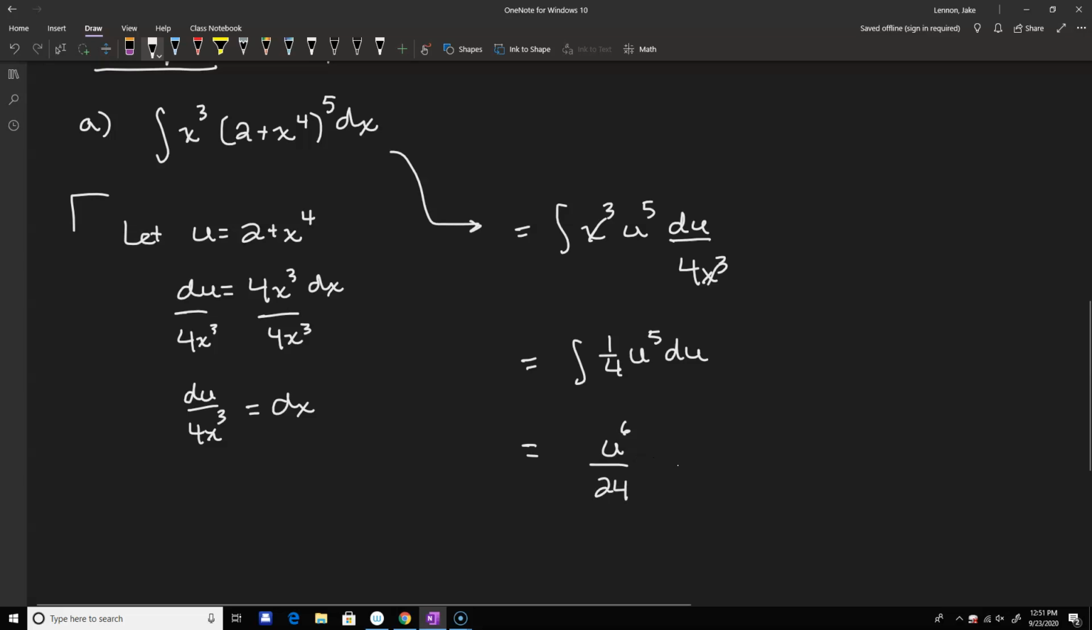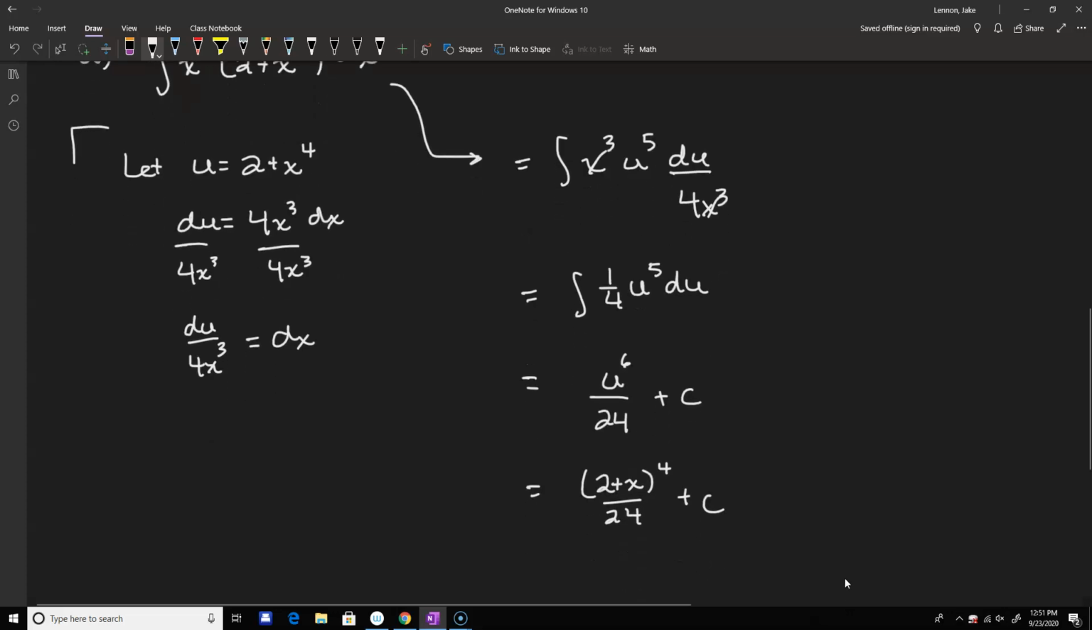So we get u to the sixth over 24 plus our constant, and then we just want to switch u back to what it originally represented, which was 2 plus x to the fourth. So we have 2 plus x to the fourth, to the sixth, over 24 plus our constant of integration.